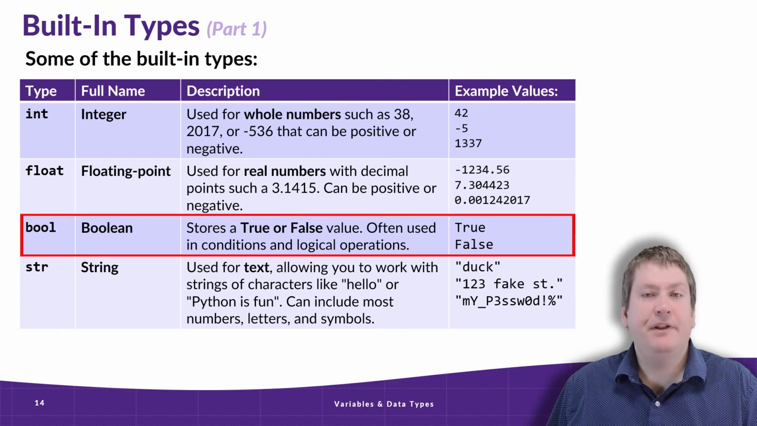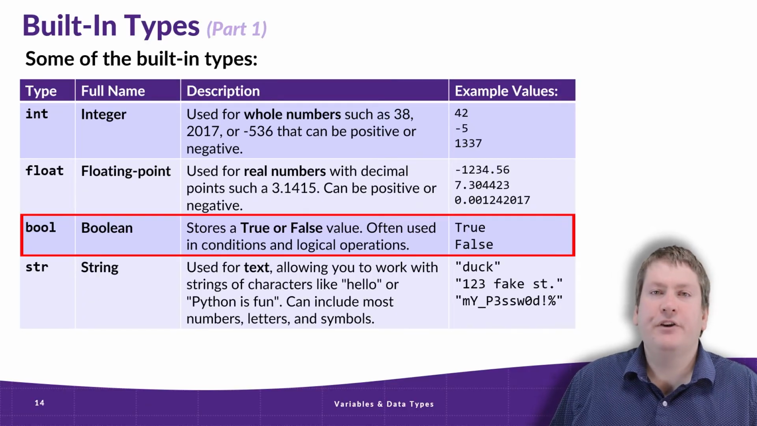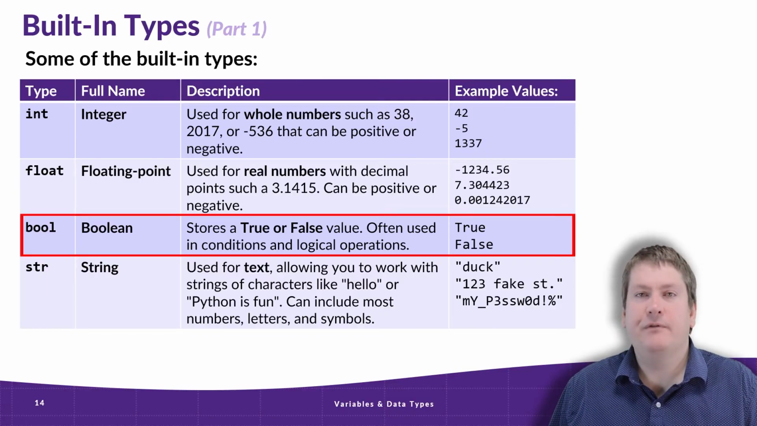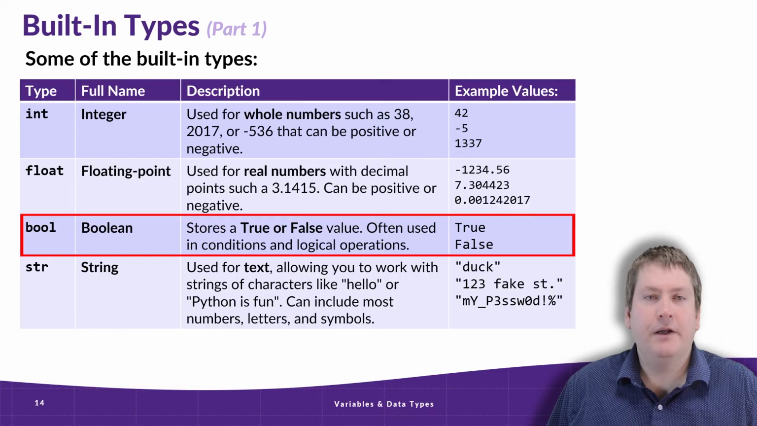The Boolean type simply stores a true or false value. This is a great way for when you're dealing with logical operations, conditionals, or storing a value that can only be this or that, yes or no, true or false, on or off, or so on.